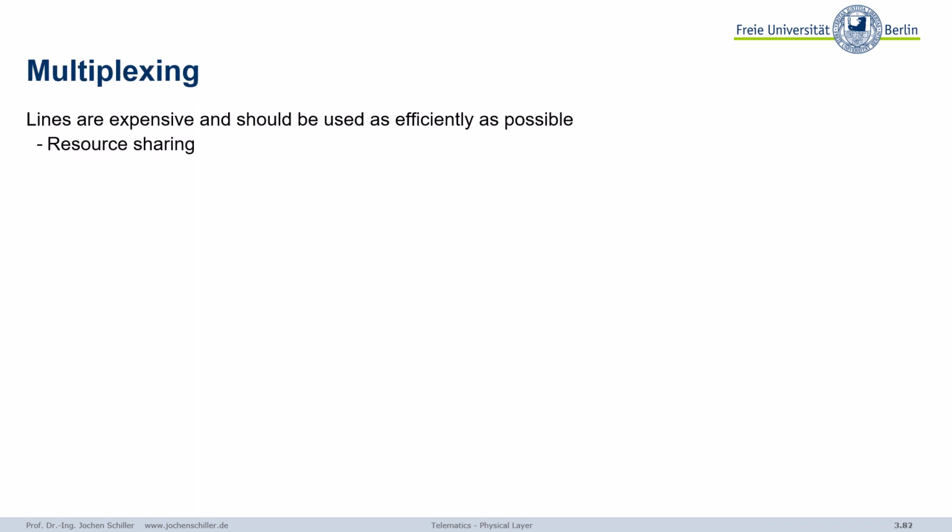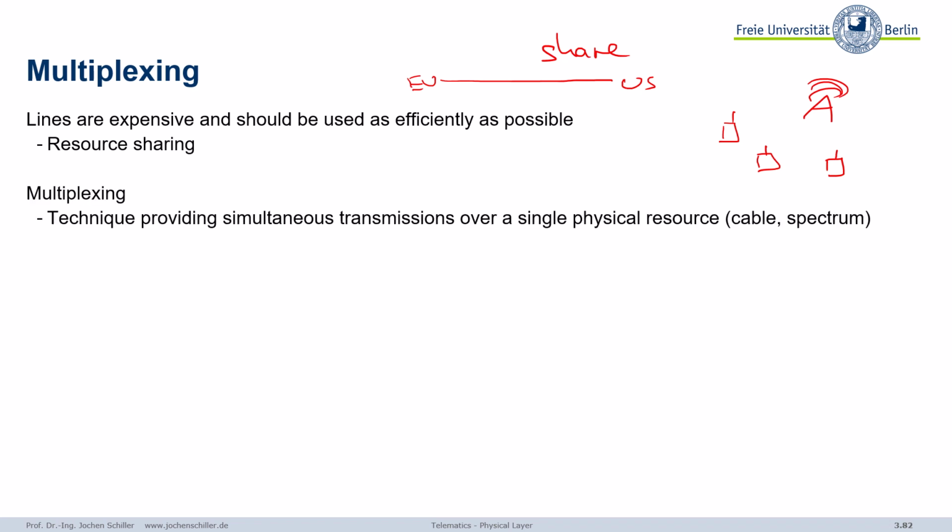Why? Well, if you have a line, if you have a wire, for example, that's quite expensive, because if you have Europe on this side and you have the US on the other side, well, you don't want to have a line for each user. That's too expensive. Or if you have many mobile phones, we don't have a separate space for each of them. So somehow we have to share. So we have to share resources. And the technique for this is called multiplexing.